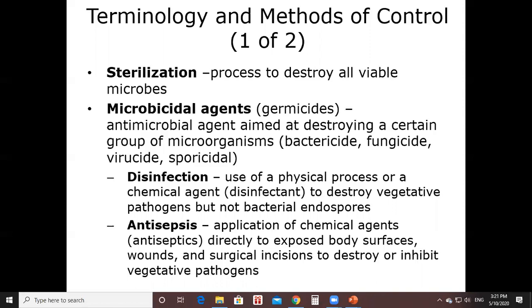Antisepsis is the application of chemical agents directly to exposed body surfaces, wounds, and surgical incisions to destroy or inhibit vegetative pathogens. Once again, notice the difference. Sterilization destroys all viable microbes, including the spores. Disinfection kills the vegetative pathogens, but not the bacterial endospores. Antisepsis kills the vegetative bacterial pathogens, but it does not kill the endospores. And it's directly on exposed body surfaces.